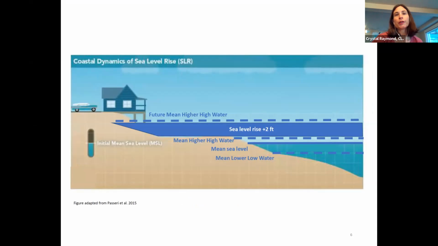And then if you're interested in that future mean higher high water, you can simply take the sea level rise values that you choose. In this case, we're looking at 2 feet, and add that to the mean higher high water. And now you have your new future higher high water.